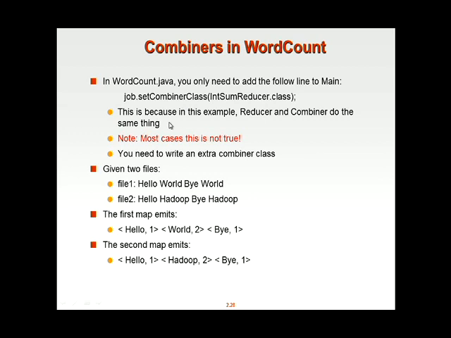Remember that in the word count, the reducer and the combiner do the same thing. So we don't need to write another combiner class. We just need to set the combiner class as the reducer class. Then MapReduce will use this reducer class as a combiner as well. So for the combine process, we will also invoke the reduce function to do the local aggregation. But this is because in this example the reducer and combiner can do the same thing. In many problems, the combiner and the reducer are not doing the same thing, so you need to write an extra combiner class.